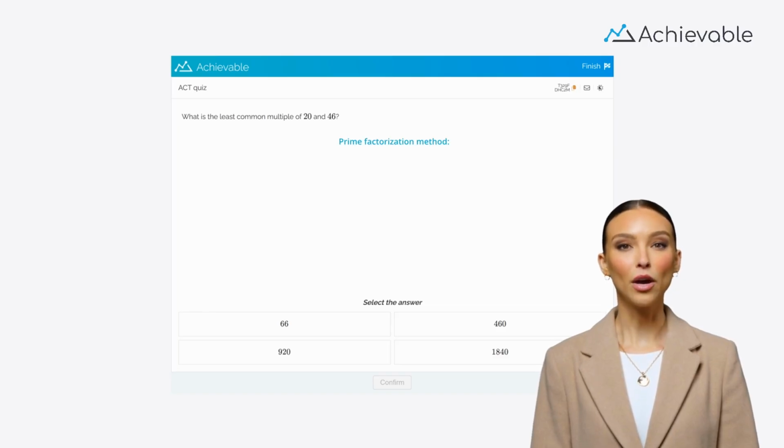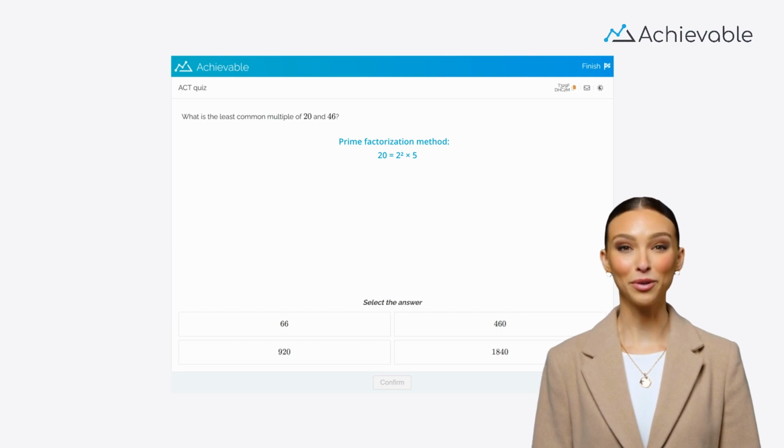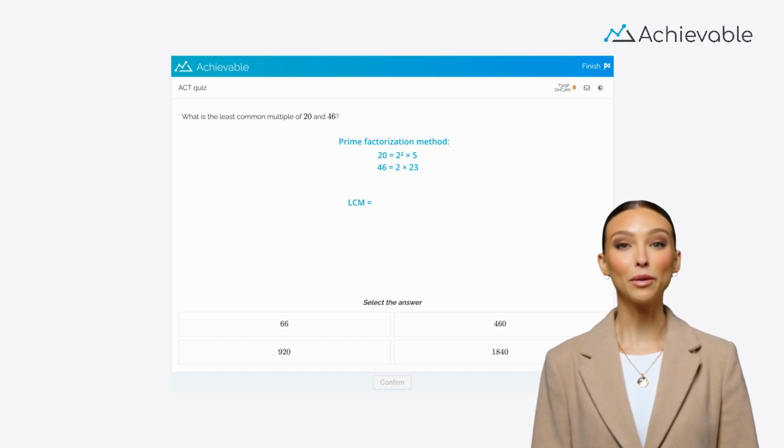To use this method, we will break each number into its prime factors. 20 equals 2 times 2 times 5. 46 equals 2 times 23. Now to find the LCM, take each unique prime factor and use the highest exponent of each one.